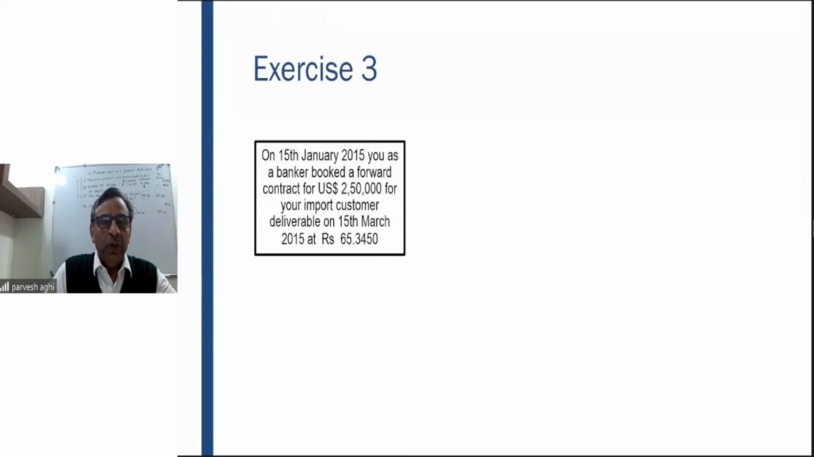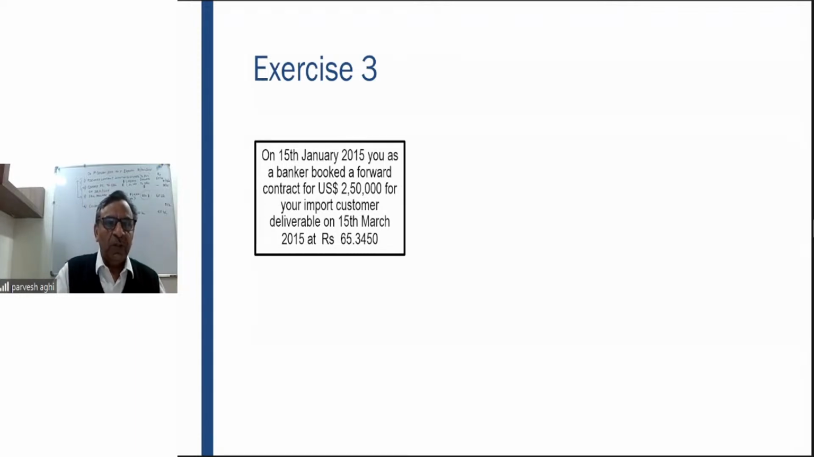So what has happened was that this guy is an importer. Okay. So he needs $250,000. And he approaches the bank on 15th of January, and he wants the dollars on 15th of March. So the bank gives him a rate of 65.34. So the bank has sold the dollars to the customer, or the customer has bought the dollars. It's one and the same thing. Okay.